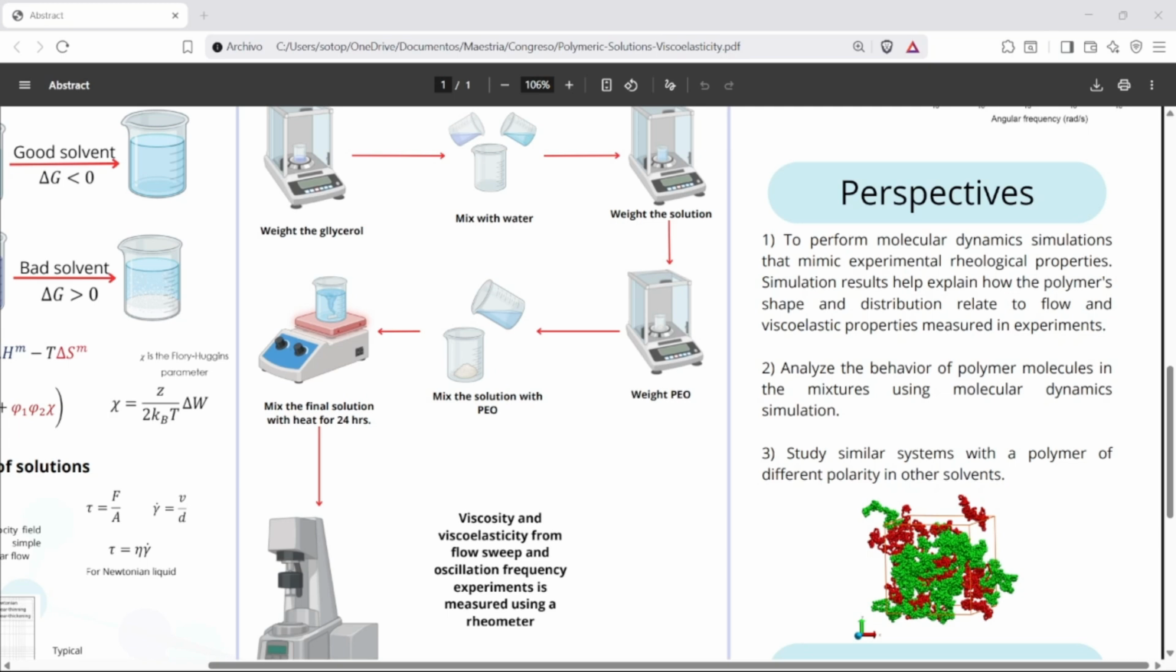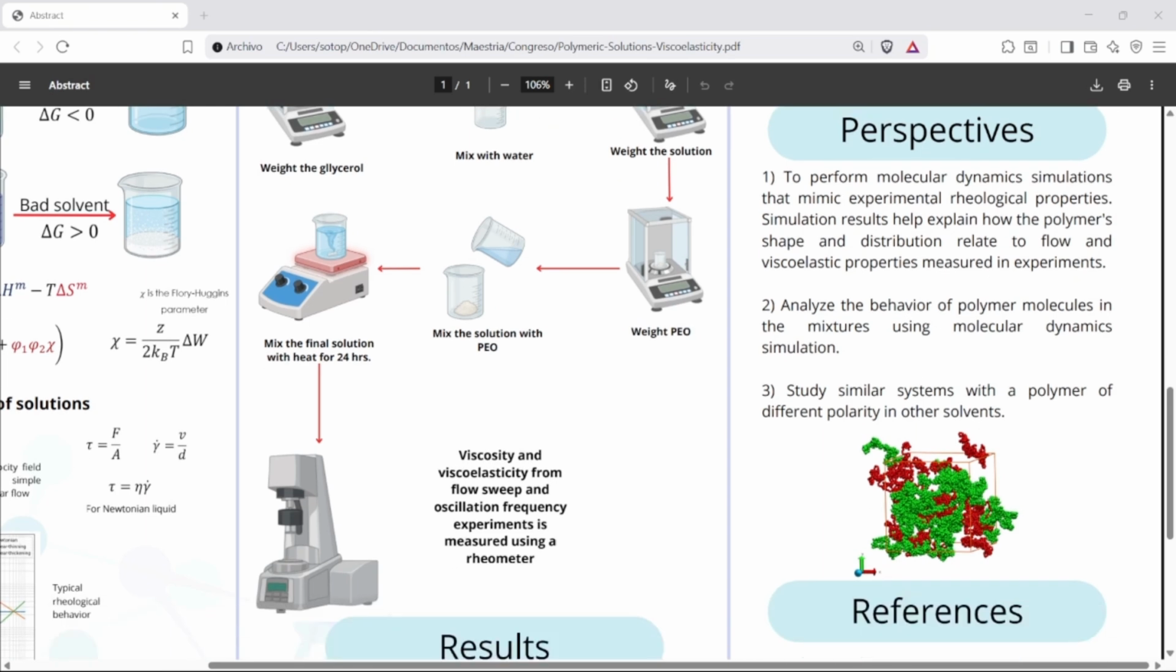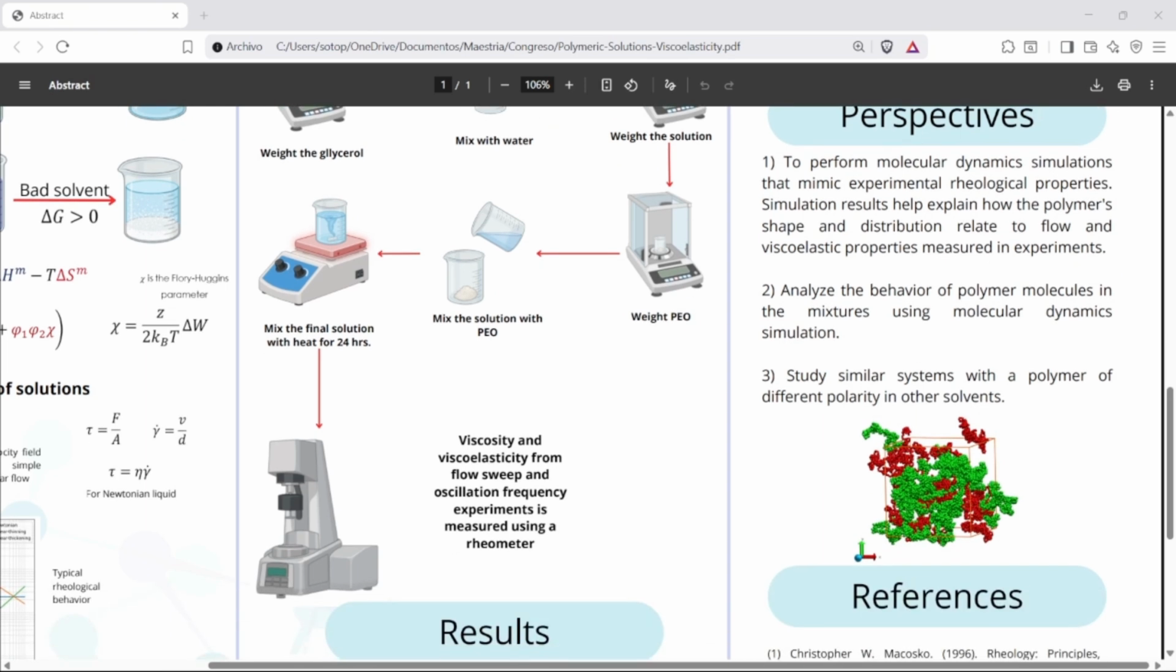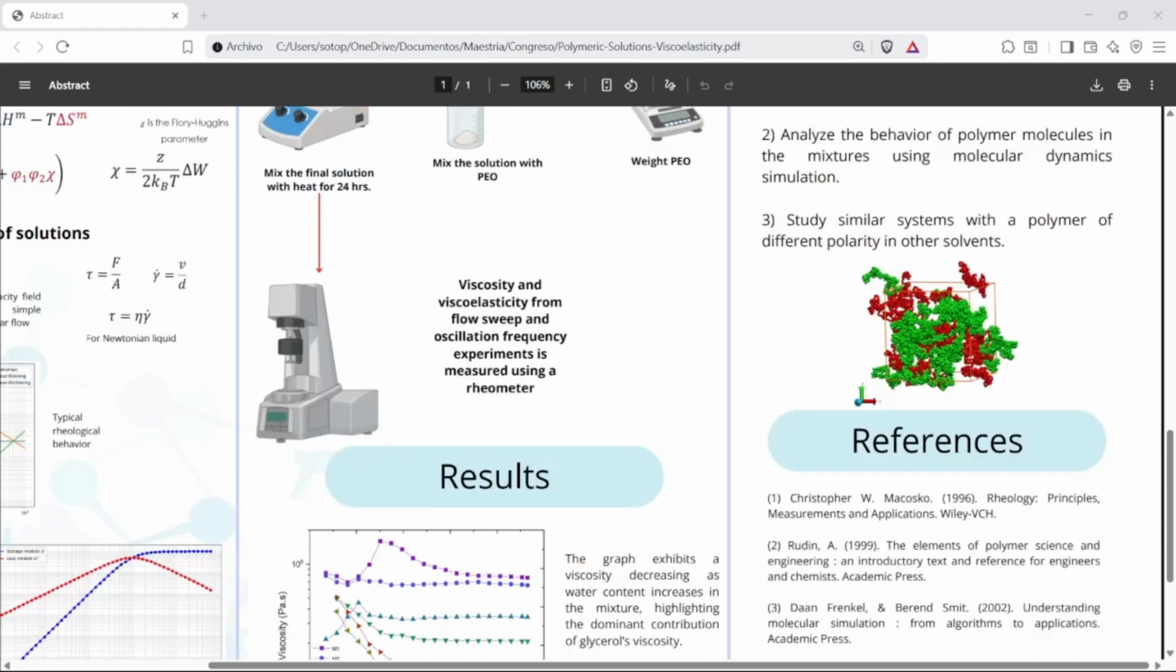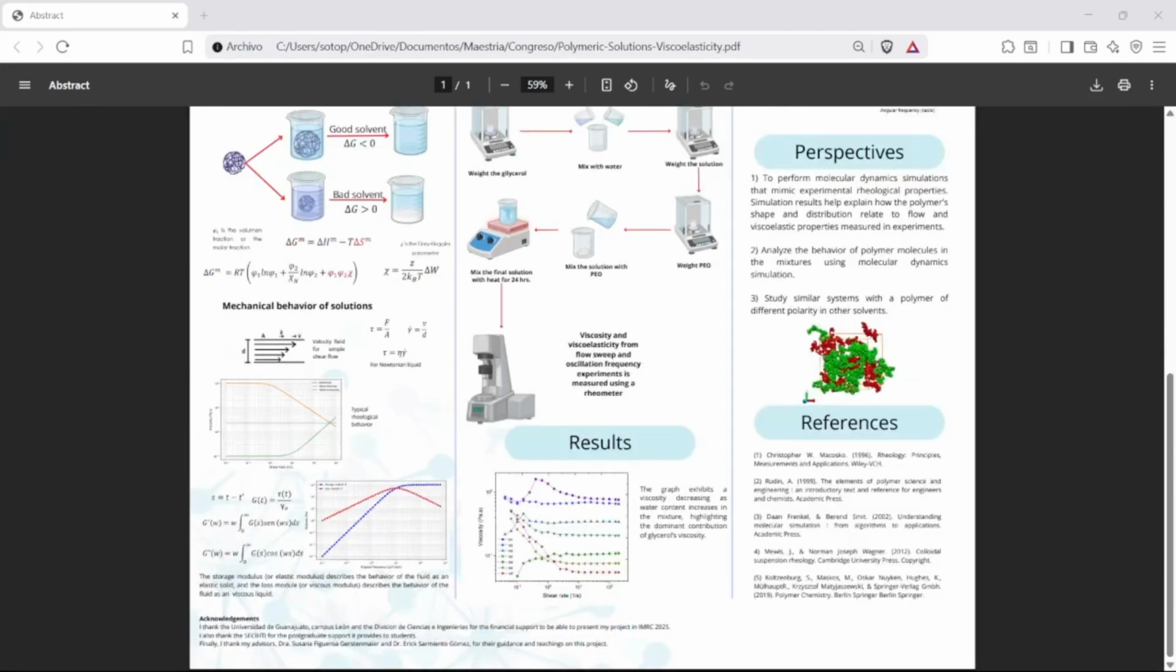Second, we want to analyze the behavior of polymer molecules in the mixture using molecular dynamics simulation, and we want to study a similar system with a polymer of different molecular weight in other solvents. And well, this is the project, so that's all.